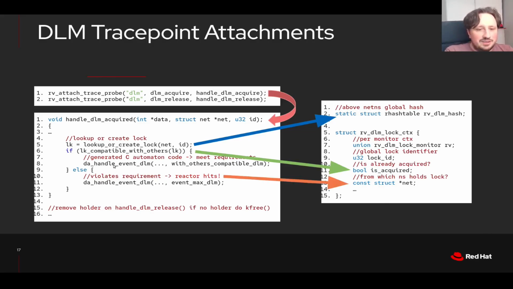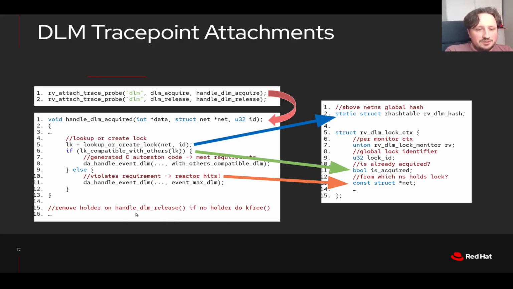And then we say we're doing an edge change in our automaton implementation in C, and we check whether the edge is compatible. If it's not compatible, we say we're doing a state change here with event max DLM, that's an invalid edge, and then the reactor hits. And then we can provide from the hash table and the lock holder information who was holding the lock.